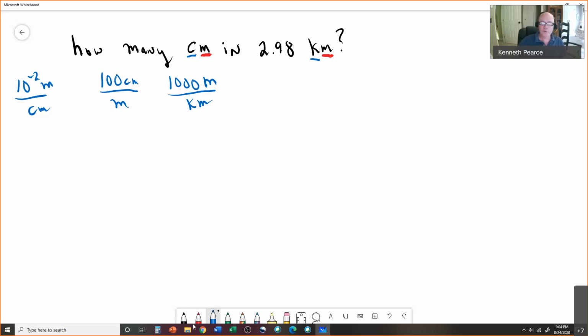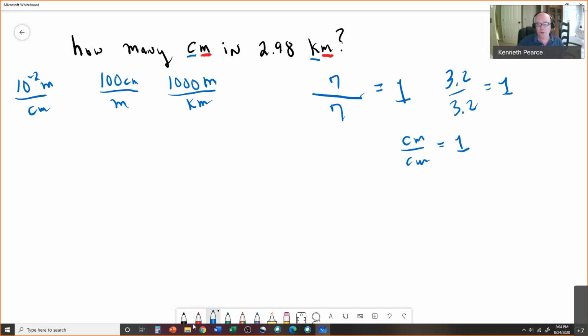And we're going to take advantage of the fact that a dimensional analysis is just a big fraction. So if I had like 7 over 7, what would that be? That would be 1, right? And if I had 3.2 over 3.2, that would be 1 as well. And the same thing works with units. If you have centimeters over centimeters, well, guess what? It cancels and it's 1, okay? So we're going to take advantage of this fact, and we're going to call it canceling. So we're going to write this out as just one big fraction.